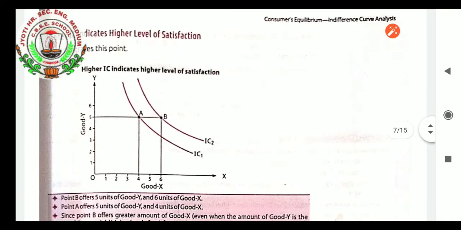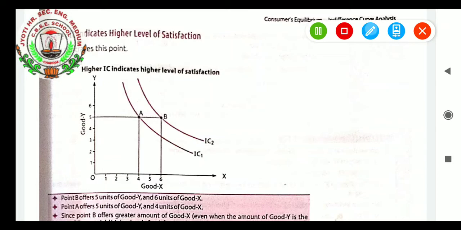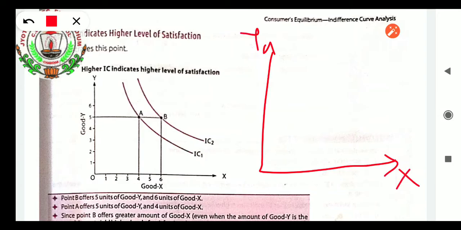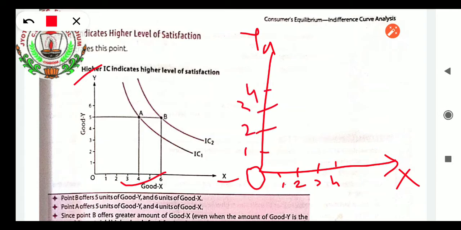In this graph, you can see, as I already explained in the class how to make the graph, higher IC indicates higher level of satisfaction. How can this be proved and justified? It can be explained this way. Here you can see a line graph with x-axis and y-axis. Y is here, and here you have drawn the x-axis. You join the line at 0, and take units 1, 2, 3 and 4 this way, and on this side also small units 1, 2, 3 and so on. This is the graph you have made.